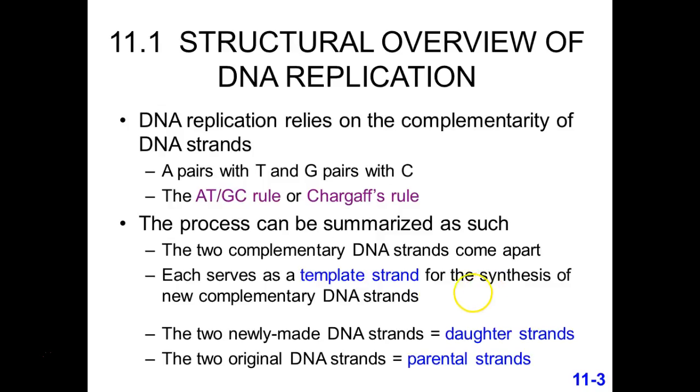So for DNA, we already know Chargaff's rule, right, that A pairs with T and G with C. So this complementary binding happens between the two strands. The new strands are commonly referred to as the daughter strands. The original strands are referred to as the parent strands. So the parent strands are actually the template for the new strands, which we call the daughter strands.